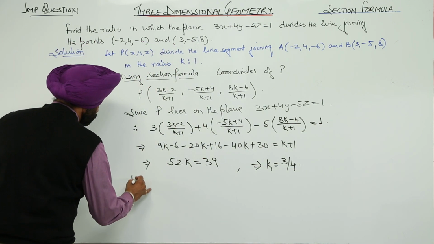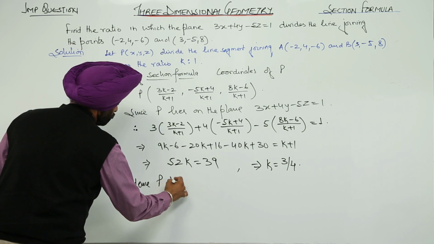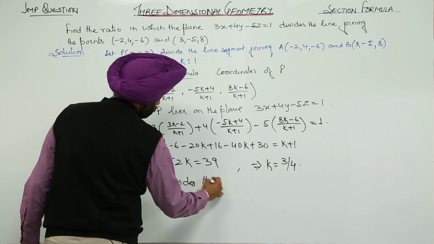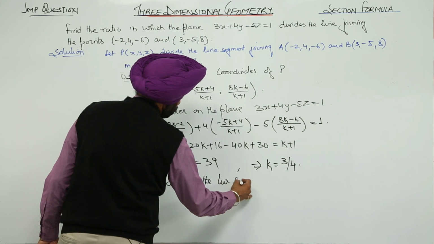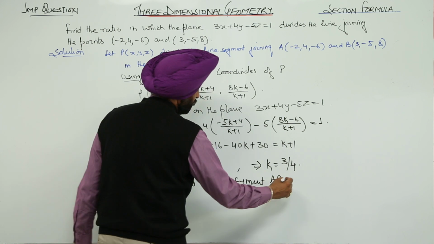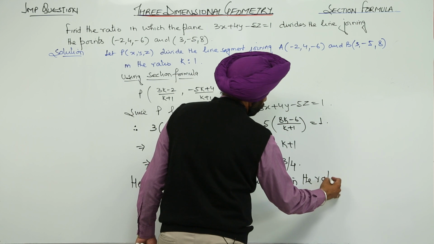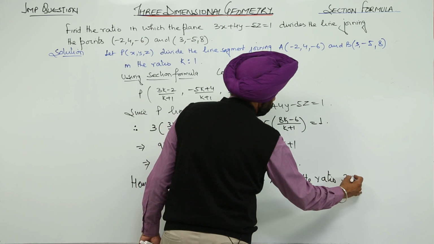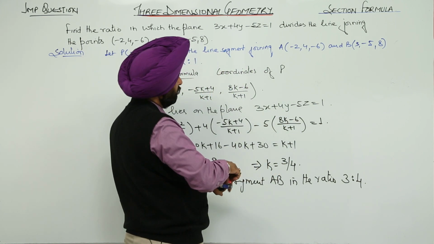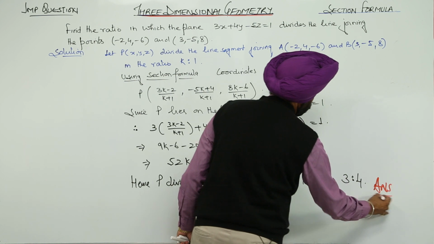Okay. Hence, P divides AB in the ratio 3 is to 4. Answer.